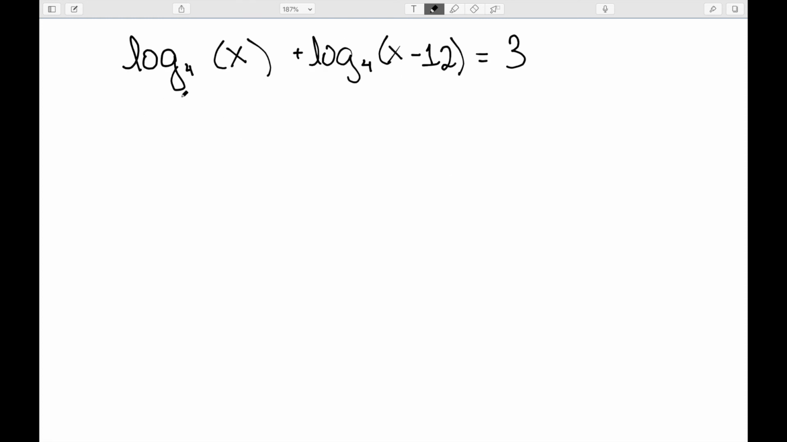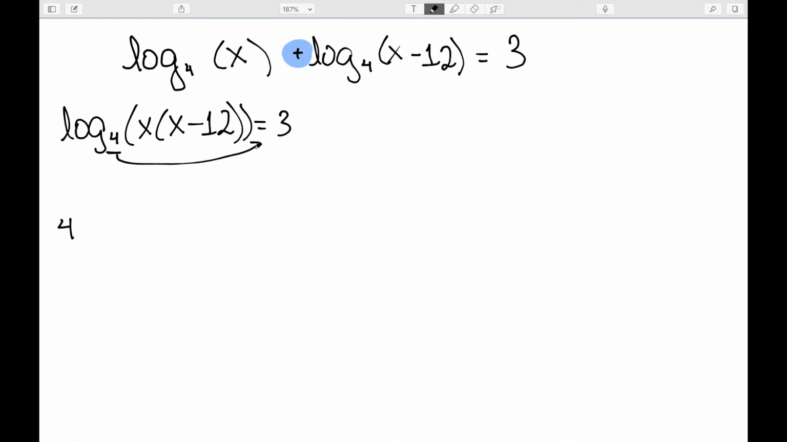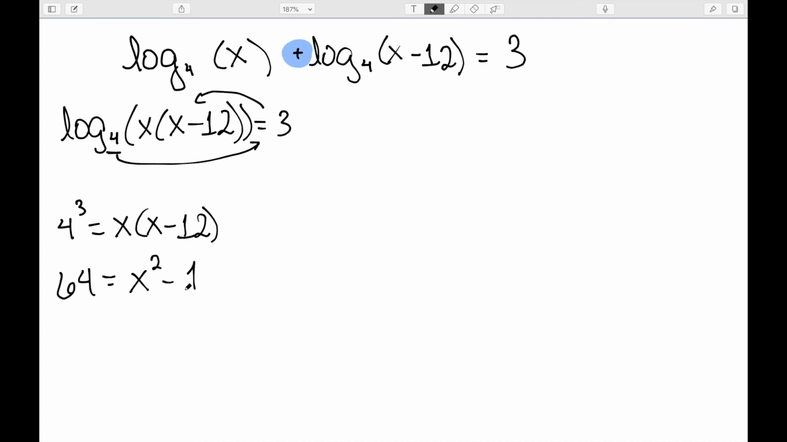For my next example, I have log base 4 of x plus log base 4 of x minus 12 equal to 3. So we need to start by condensing this left-hand side, and the addition tells me I can multiply. Log base 4 of x times x minus 12 is equal to 3. We can then convert to our exponential. 4 to the third power is equal to x times x minus 12. 4 to the third power is 64. On the right-hand side, I have x squared minus 12x once I distribute.